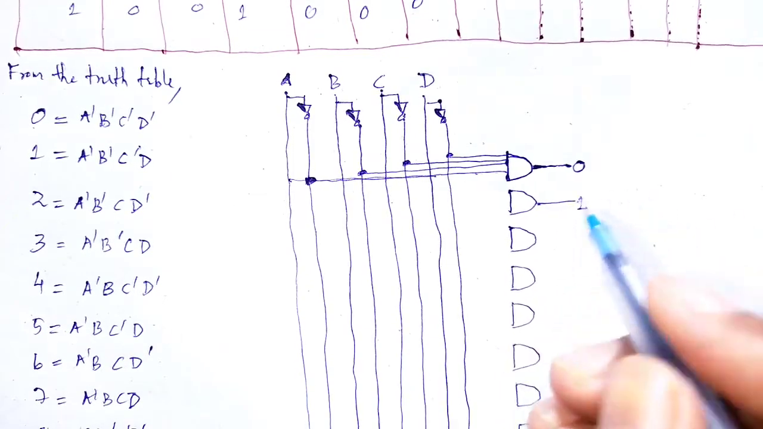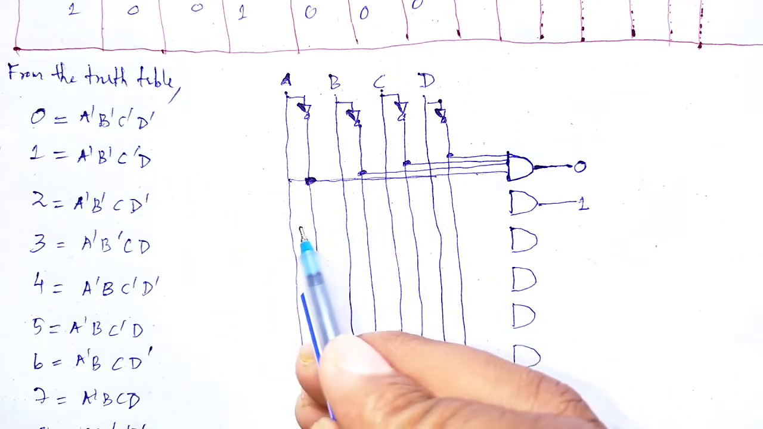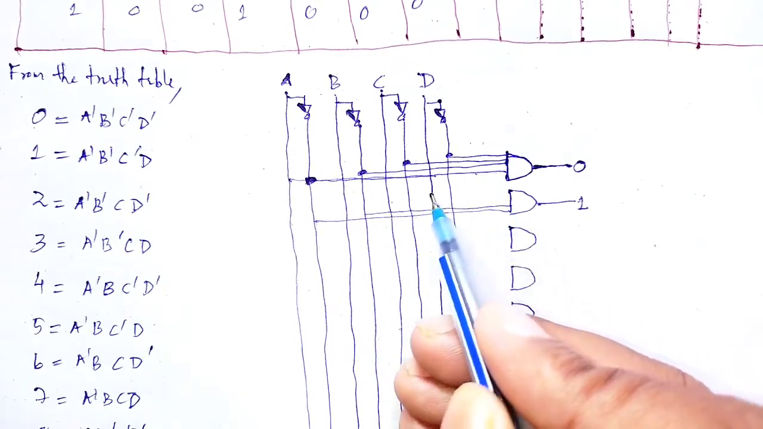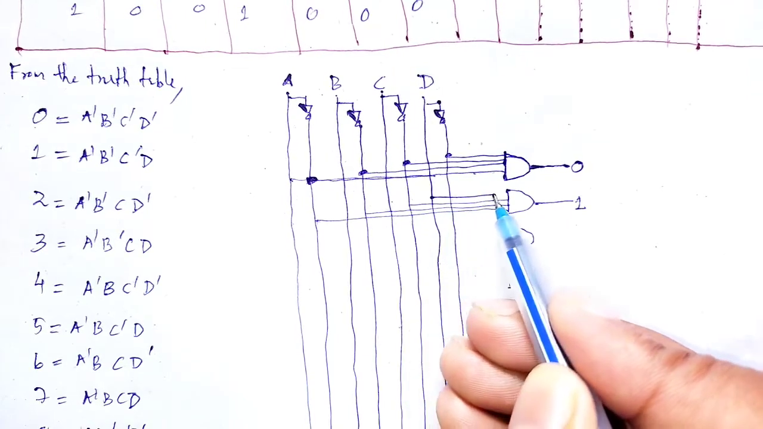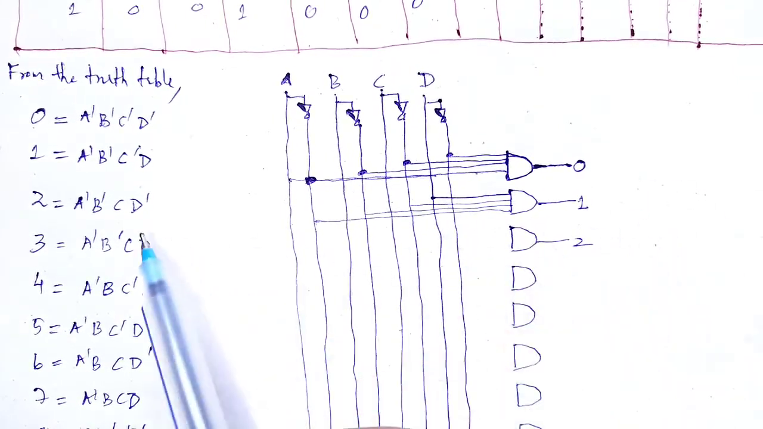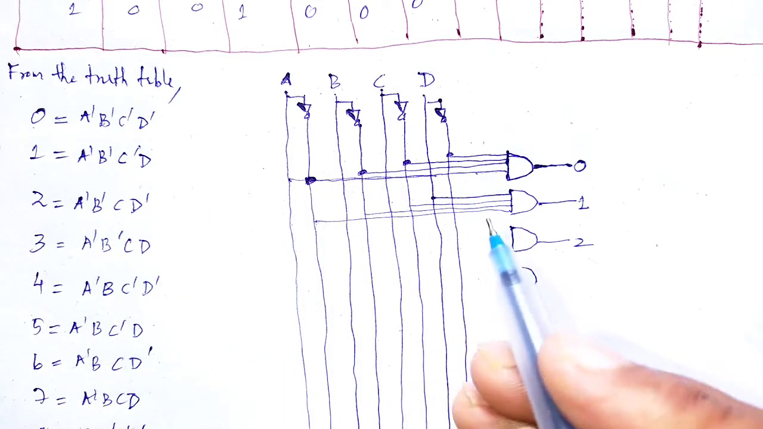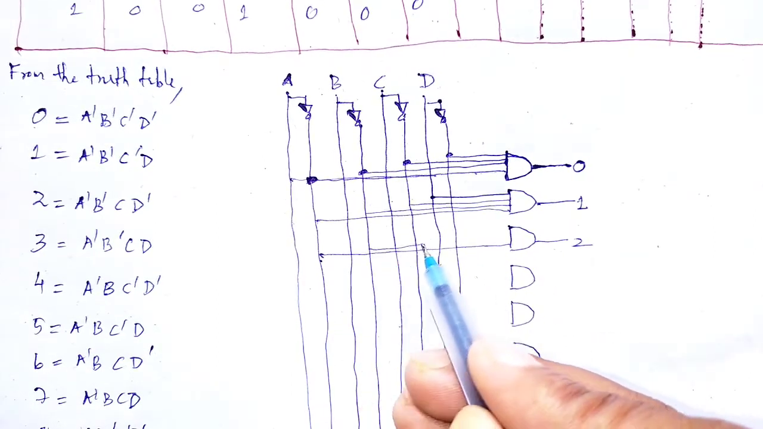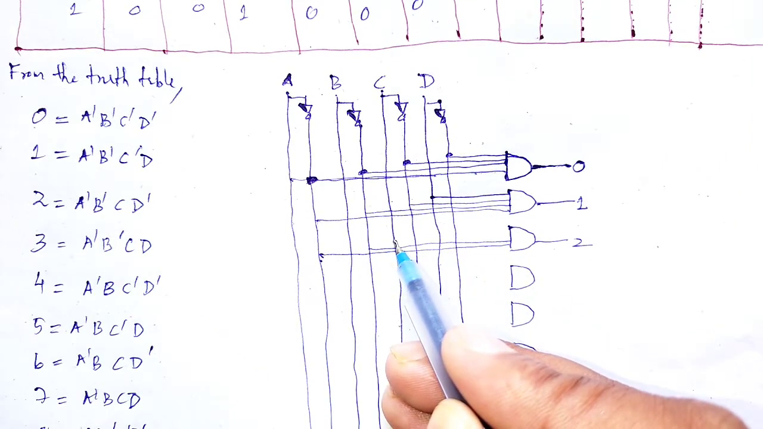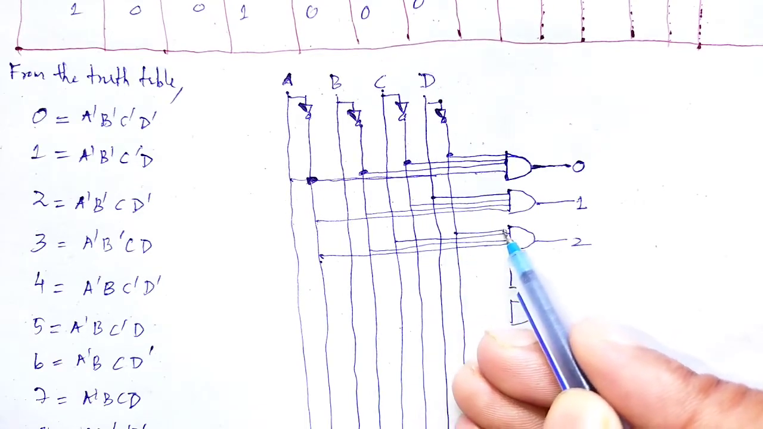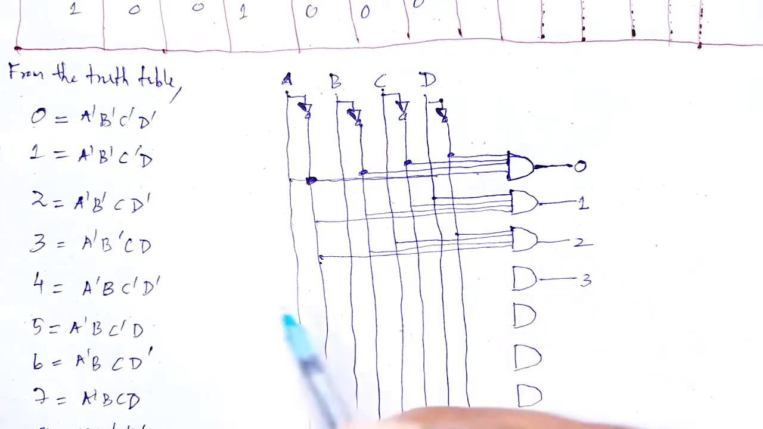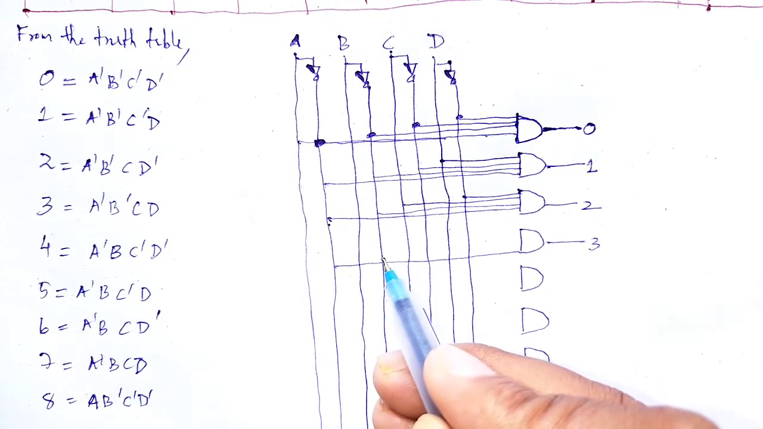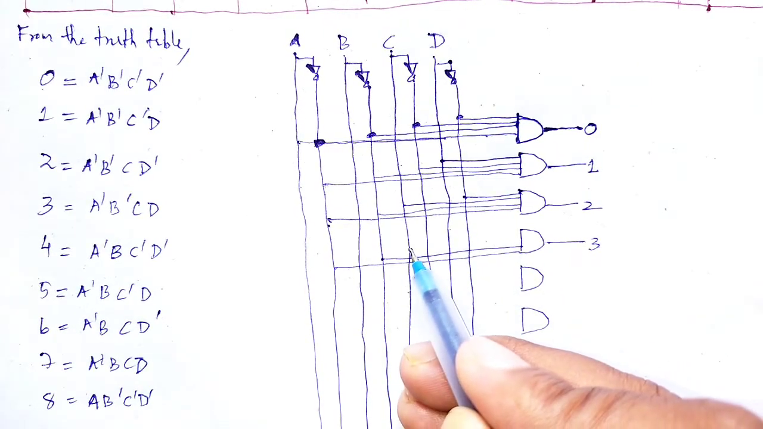Next for 1, A dash B dash C dash D. Next for 2, A dash B dash C D dash. Next 3, A dash B dash C D.